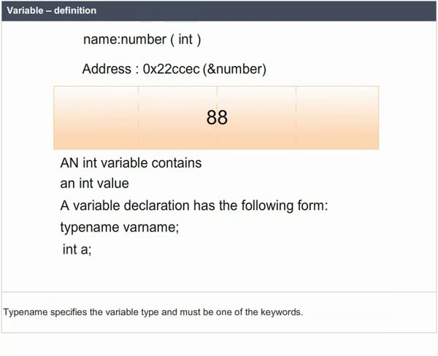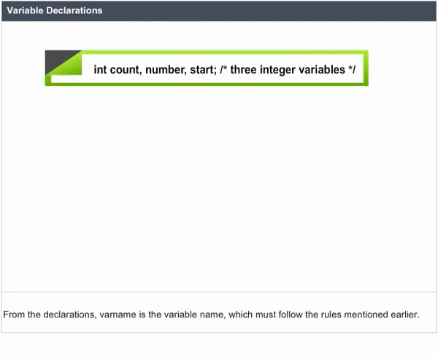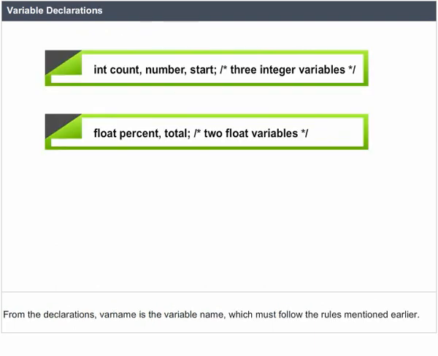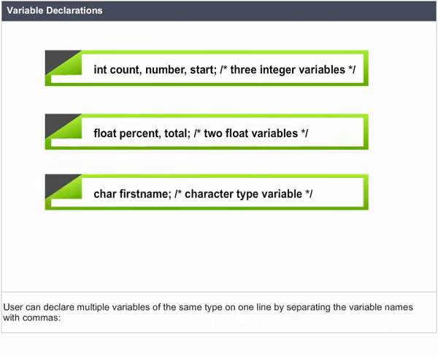Type_name var_name. Type_name specifies the variable type and must be one of the keywords. Variable declarations. From the declarations, var_name is the variable name, which must follow the rules mentioned earlier. Users can declare multiple variables of the same type on one line by separating the variable names with commas.